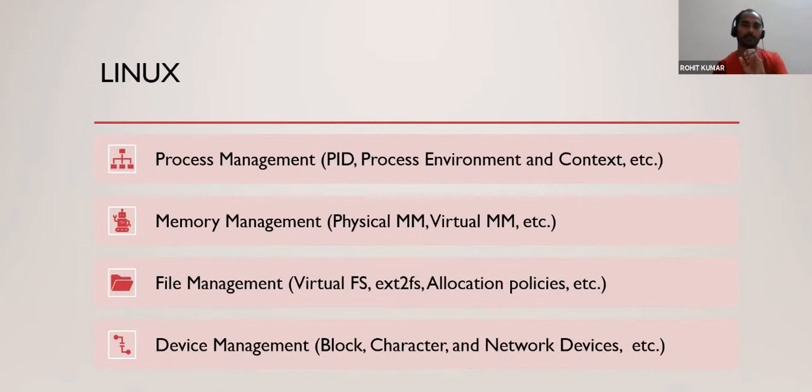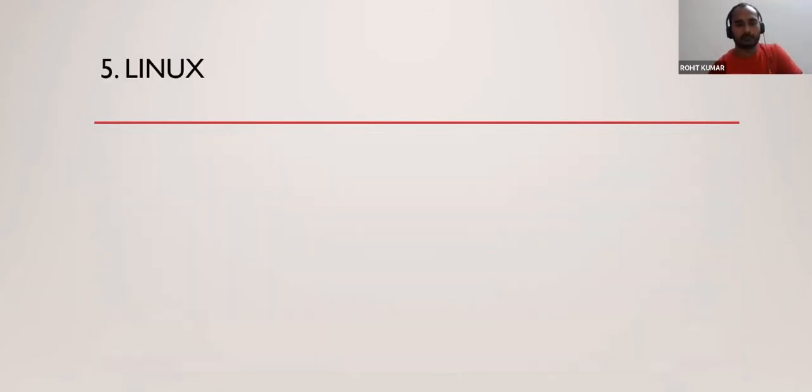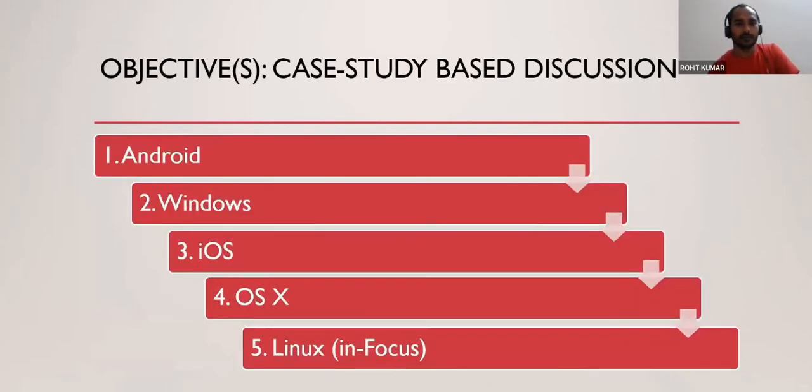Then a character is an individual character. Usually the character size might be 1 byte or 2 bytes. Then character by character, whatever devices support that kind of functionality, like keyboard or mouse. And we have network devices for interconnection purposes. So in this way, we have seen all these things, starting from Android, then Windows, iOS, OS X, and finally Linux.